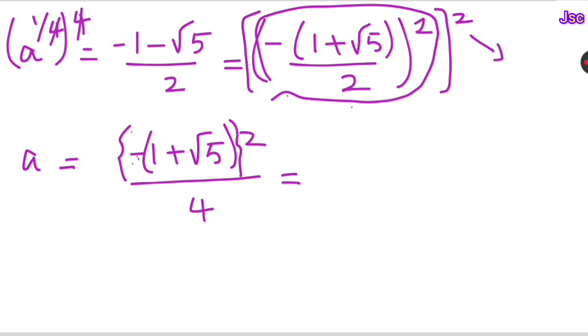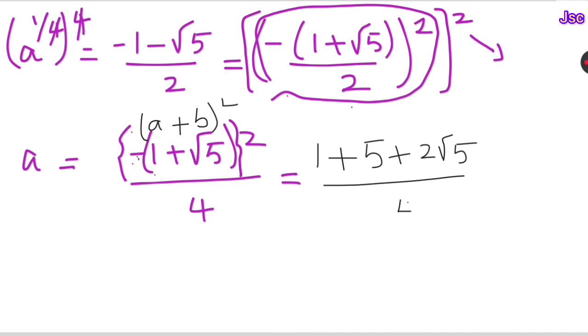So now it is in the form of (a plus b) whole square. So a square, which is 1, plus b square, that is root 5 whole square. After cancelling square and square root, we get only 5, plus 2ab. 5 plus 1 gives 6. After doing the square, we got this (6 plus 2 root 5) over 4. Still we need to do whole power 2.